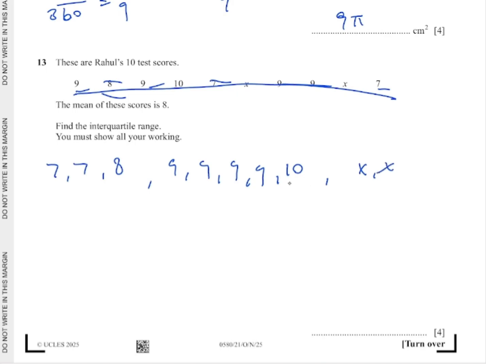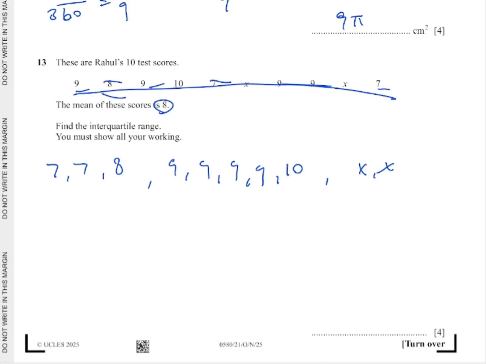Then 10 and 2x. We don't know where to put them. We know that the mean is 8. So 7 plus 7 plus 8 plus 9 plus 9 plus 9 plus 9 plus 10 plus 2x over 10 is 8. So you write it like this. That's 14. That's 8. 4 times 9 is 36.